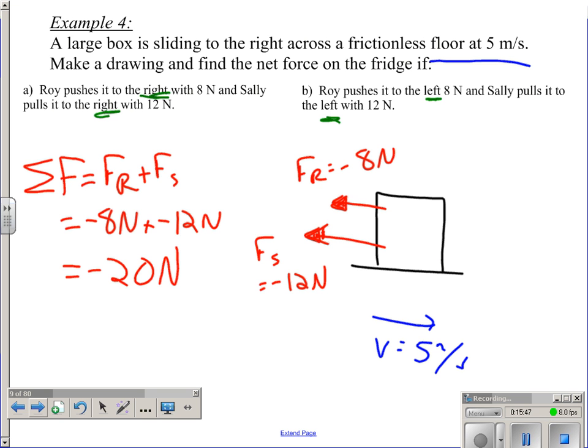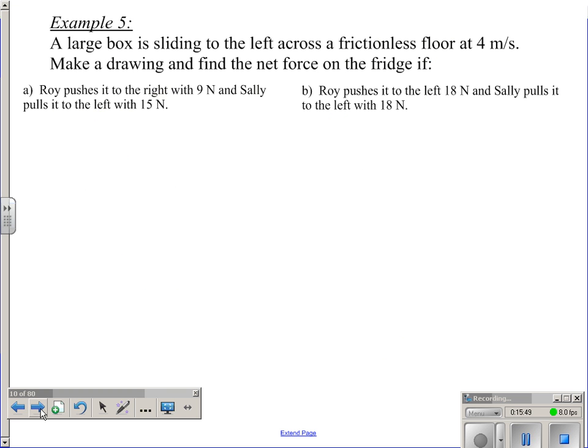Okay, I think this next example is our last one. We're probably looking at 17 minutes here by the time we're done. So example 5, a box is sliding to the left across a frictionless floor, and we're going to make our drawings. So here we go.